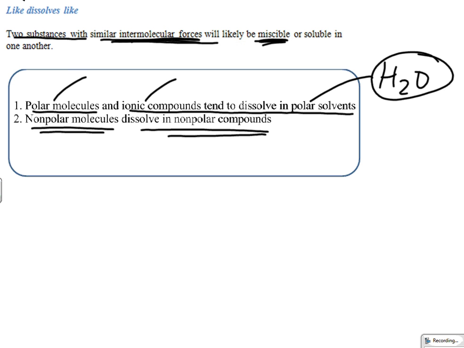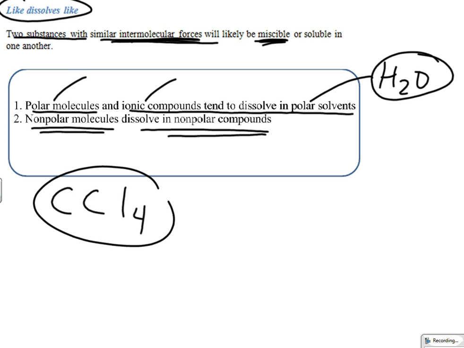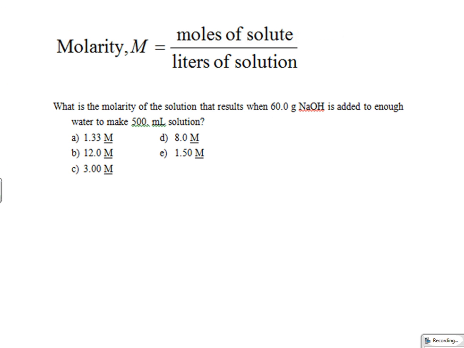If they ask you what something's more soluble in, if it's a polar compound, it'll be more soluble in water. If it's a non-polar compound, it'll be more soluble in something that's basically non-polar, some type of oil, or, for example, in chemistry we use this a lot, carbon tetrachloride could be soluble in that. Molarity is the unit we use in chemistry for concentration.